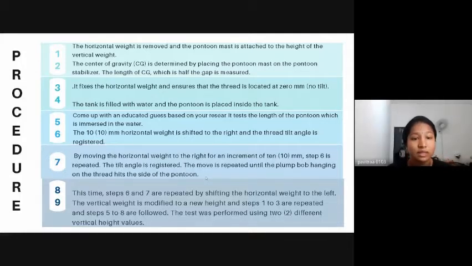Eighth step, this time step 6 and step 7 are repeated by shifting the horizontal weight to the left. And finally, the vertical weight is modified to a new height and steps 1 to 3 are repeated and steps 5 to 8 are followed. The test was performed using two different vertical height values.